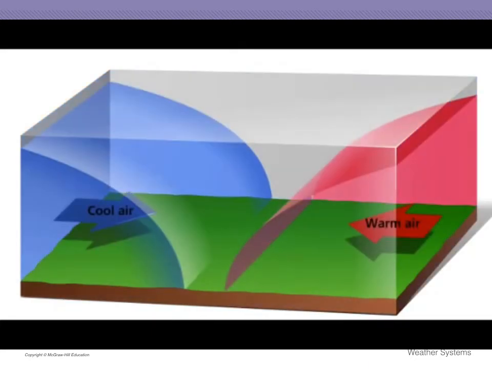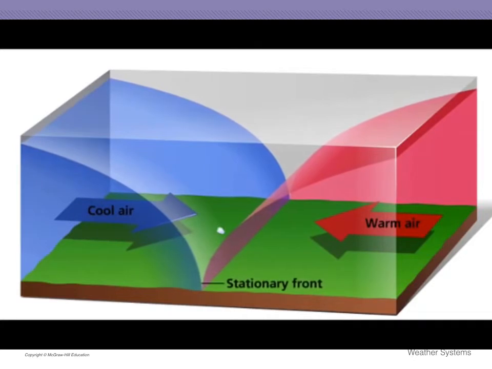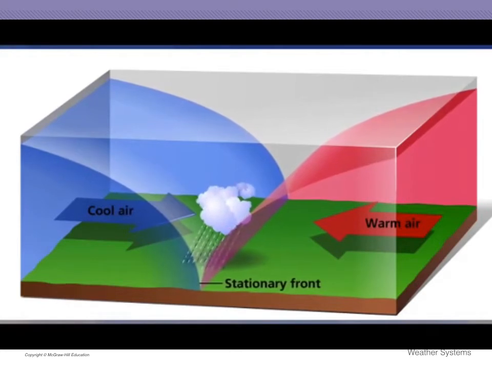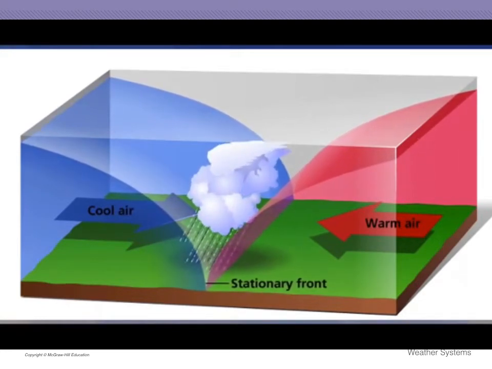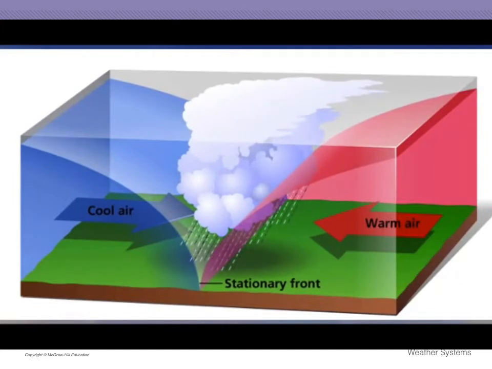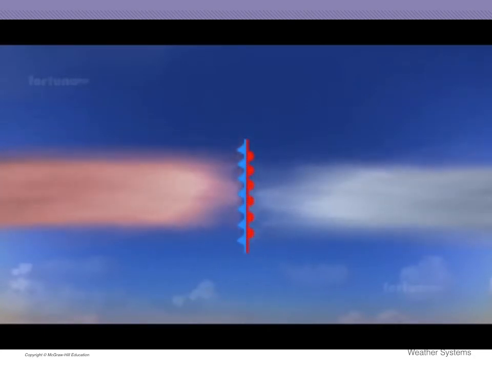Sometimes the boundary between a cold and warm air mass doesn't move. In that case, it is referred to as a stationary front. A stationary front often produces overcast weather and drizzles that last for several days. Stationary fronts are represented as alternating red and blue lines with blue triangles pointing towards the warmer air and red semicircles pointing towards the colder air.